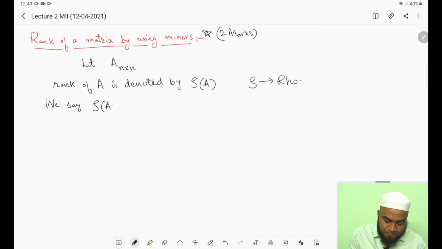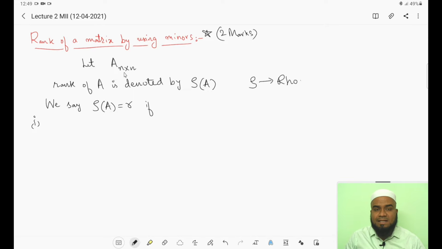Rank of A is r if the following 2 conditions are satisfied. Rank of A is said to be r, small r, where small r will obviously be less than or equal to n, because the rank of a matrix cannot be bigger than its order. Suppose the matrix is of order n by n, then rank cannot be greater than n, the number of rows.